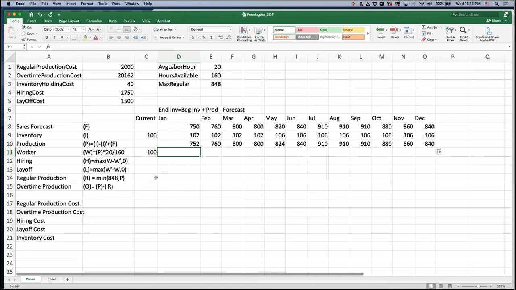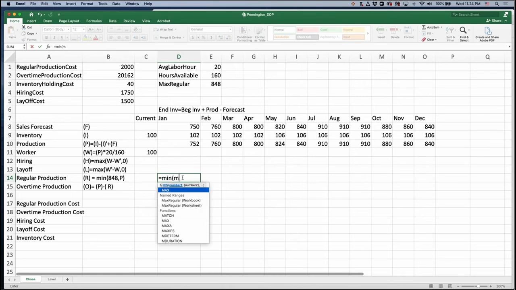So what is this regular equation? You have a maximum regular, and we take the minimum of this max regular or your required production time. That is actually your regular time. So I will use this equation: minimum quantity of max regular. You can use the max regular worksheet here, and we have this production quantity.